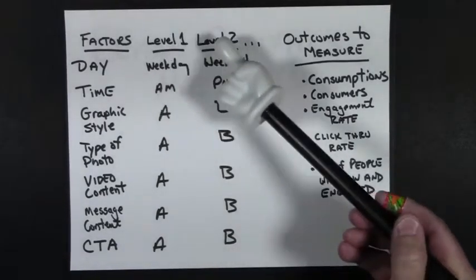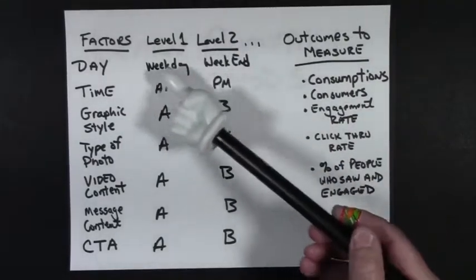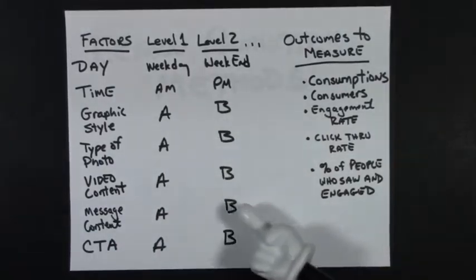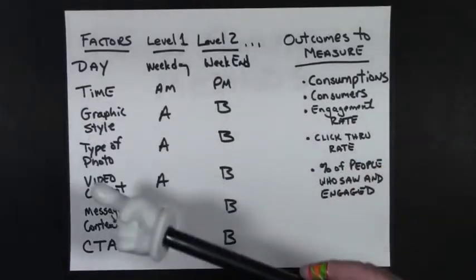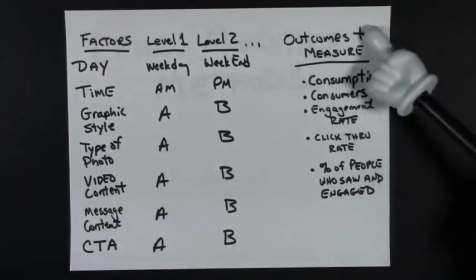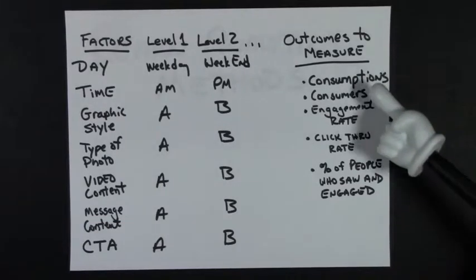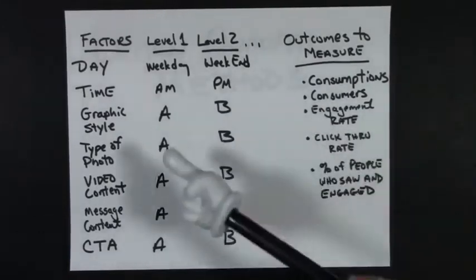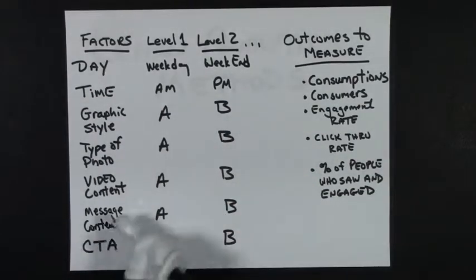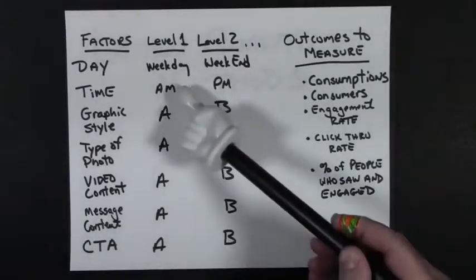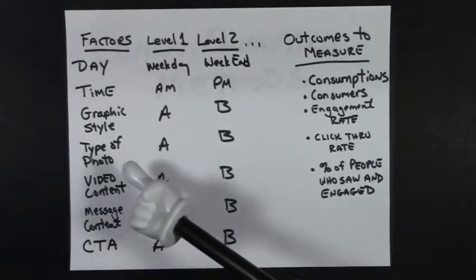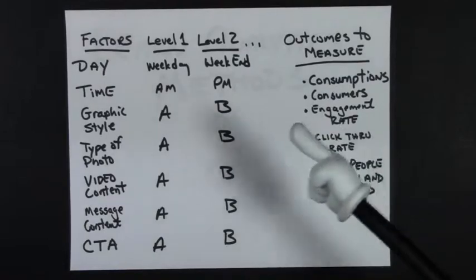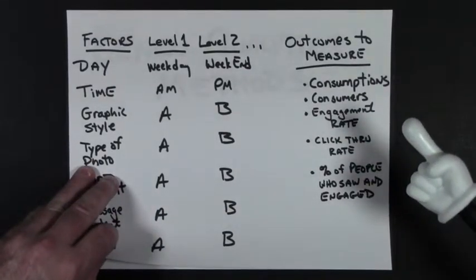And you can test 2 or 3 or 4 different levels, but let's just say weekdays versus weekends, the morning versus the afternoon, style A versus B, etc. And we set this up, all right, in our fan page, and then we can begin to look at the output measures of consumptions, consumers, engagement rate, click-through rate, percent of people who saw and engaged, and we can use the statistics to tell us of these factors which ones were significant and what were the best settings so that we can drive the reach, the engagement, the click-through rate, and the performance on your fan page. That's how you get your brand identity.